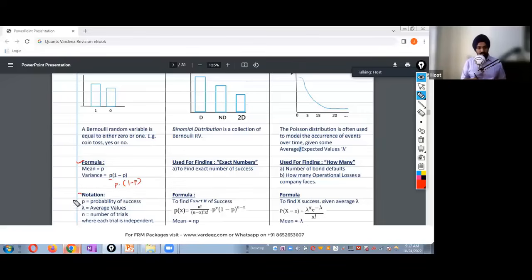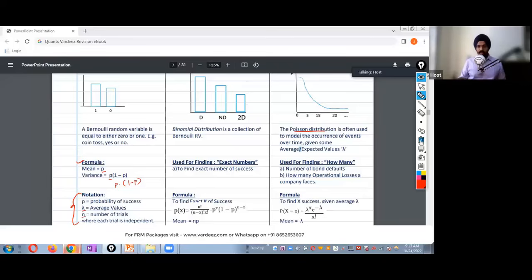Now, these are just the common notations that you will see somewhere else, so just make sure that you go through it. P is the probability of success. This lambda is the average value which you will use in the Poisson distribution. N is the number of trials, or the number of things that we have.